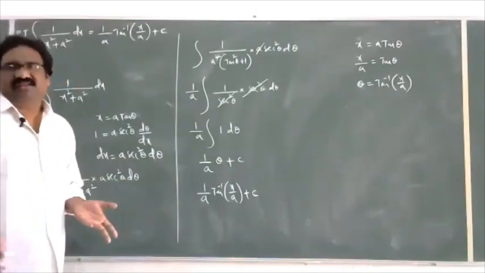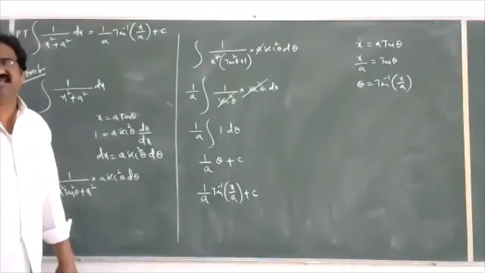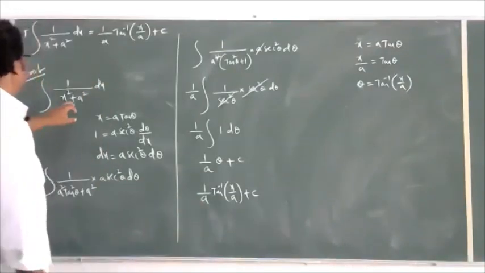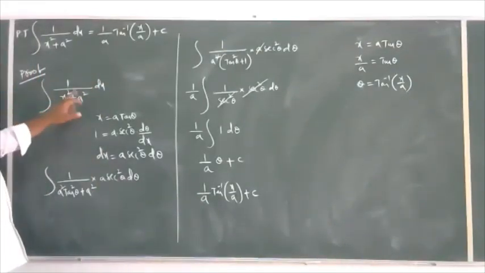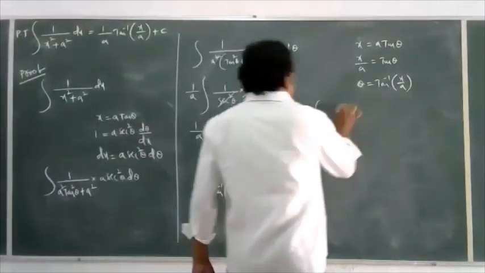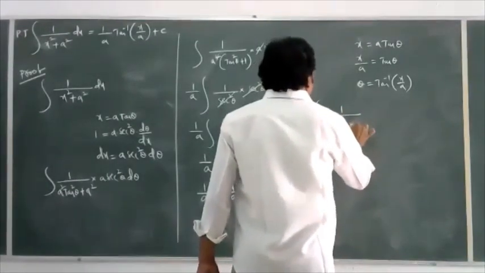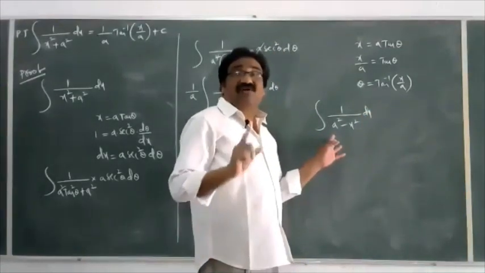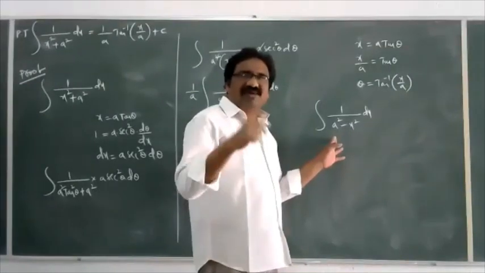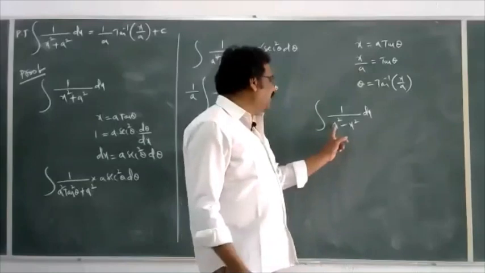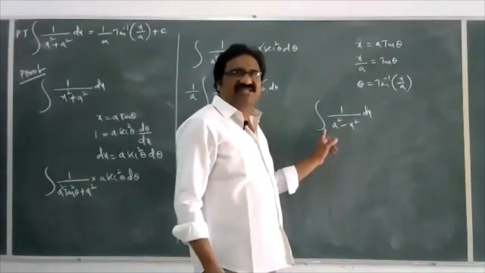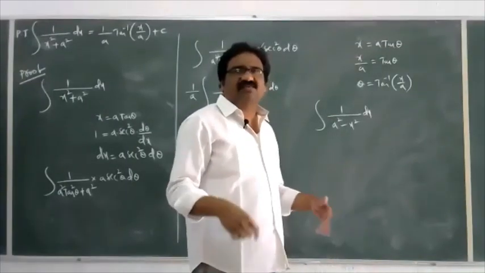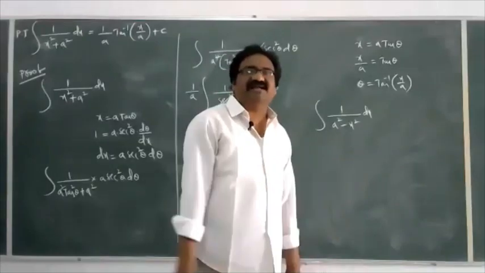So if you know the trigonometry formulas very well, the substitution is very easy. If you don't know the formula, substitution is very tough. Okay, so this is the method. For example, integral 1 by a square minus x square dx. What is the substitution here? You remember 1 minus cos square theta is sin square theta, 1 minus sin square theta is cos square theta. That's why here 1 minus is there. You take a square common, 1 minus sin square theta or 1 minus cos square theta. That's why you substitute x is equal to a sin theta or a cos theta.